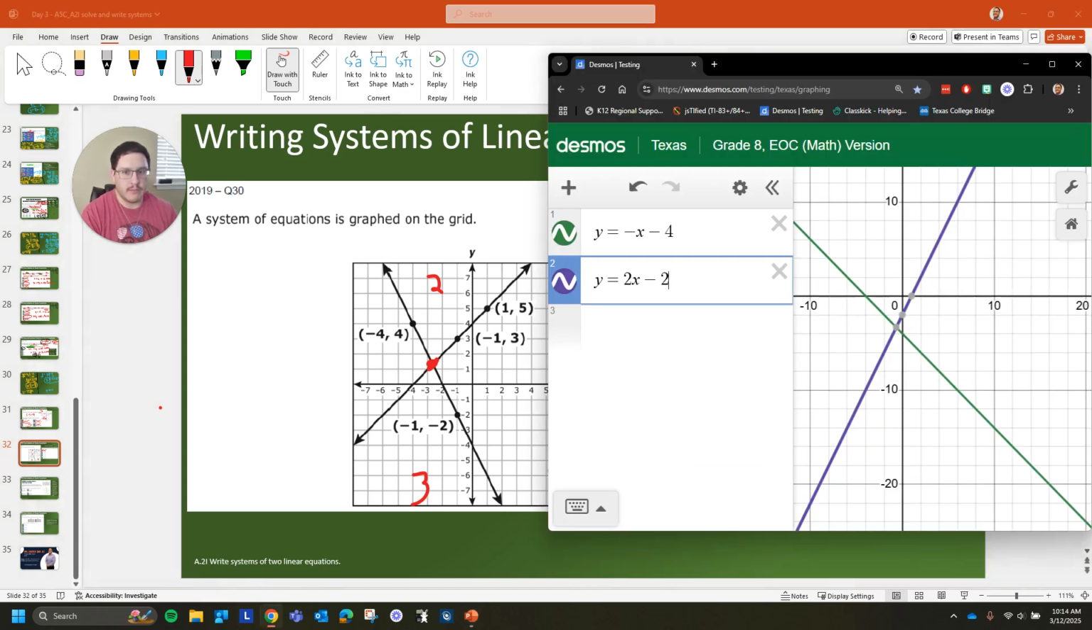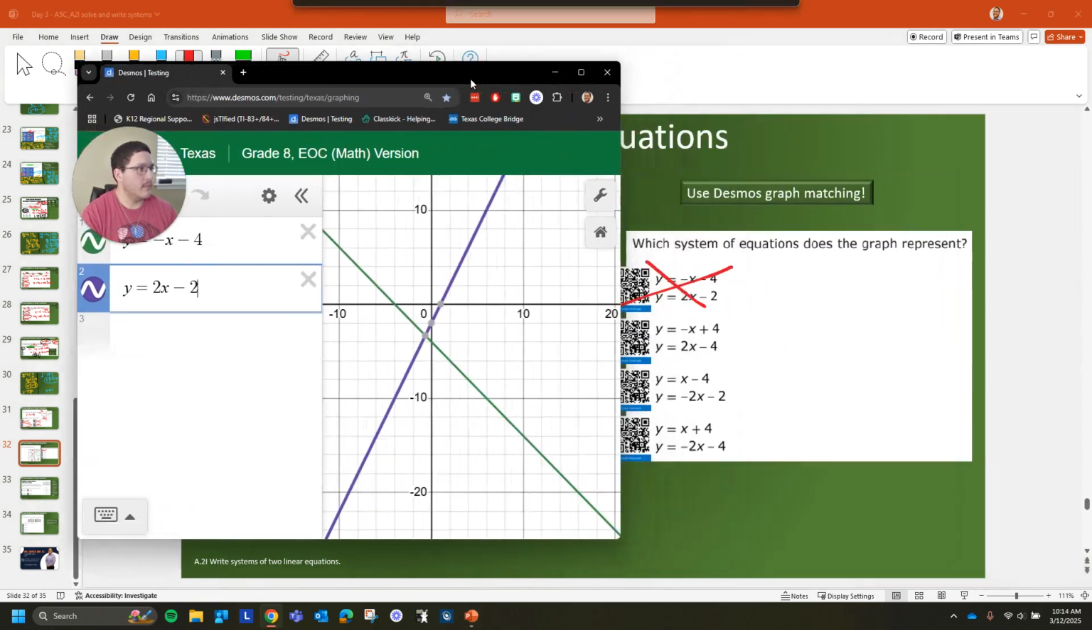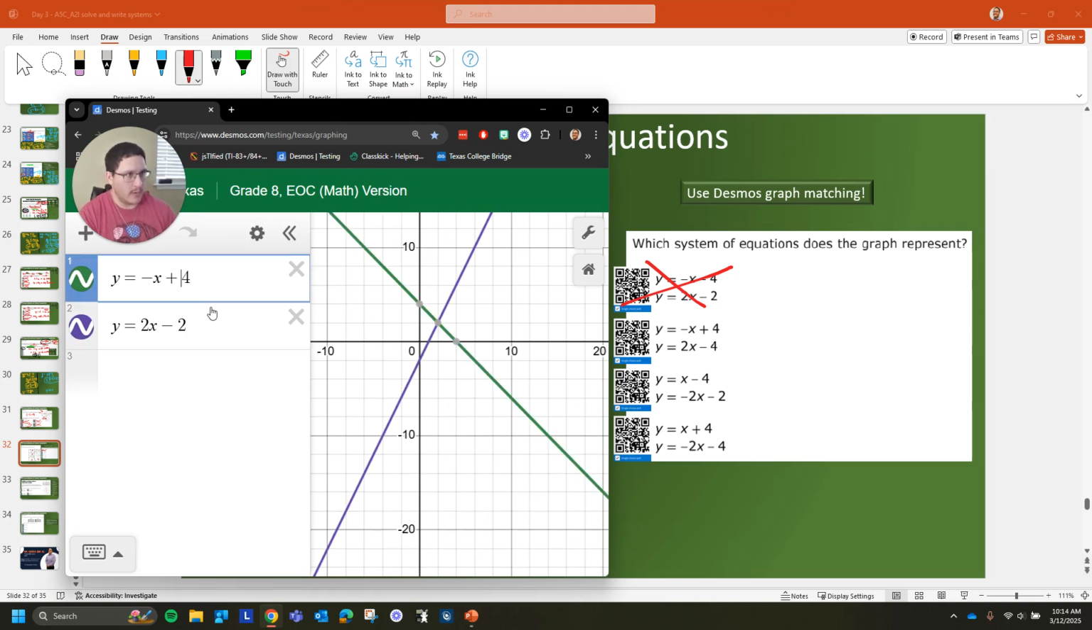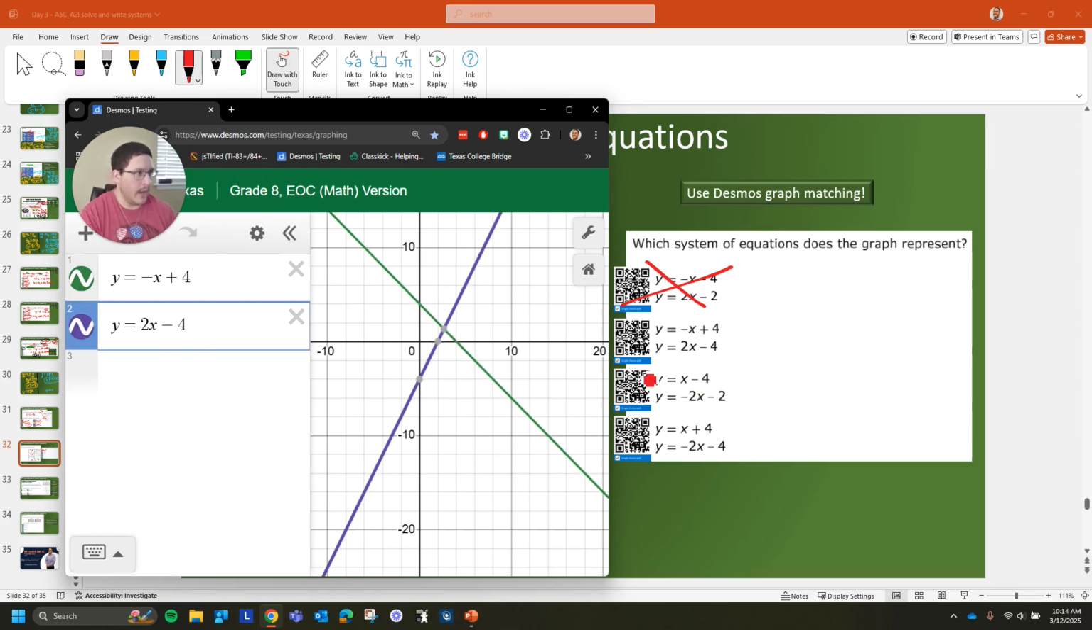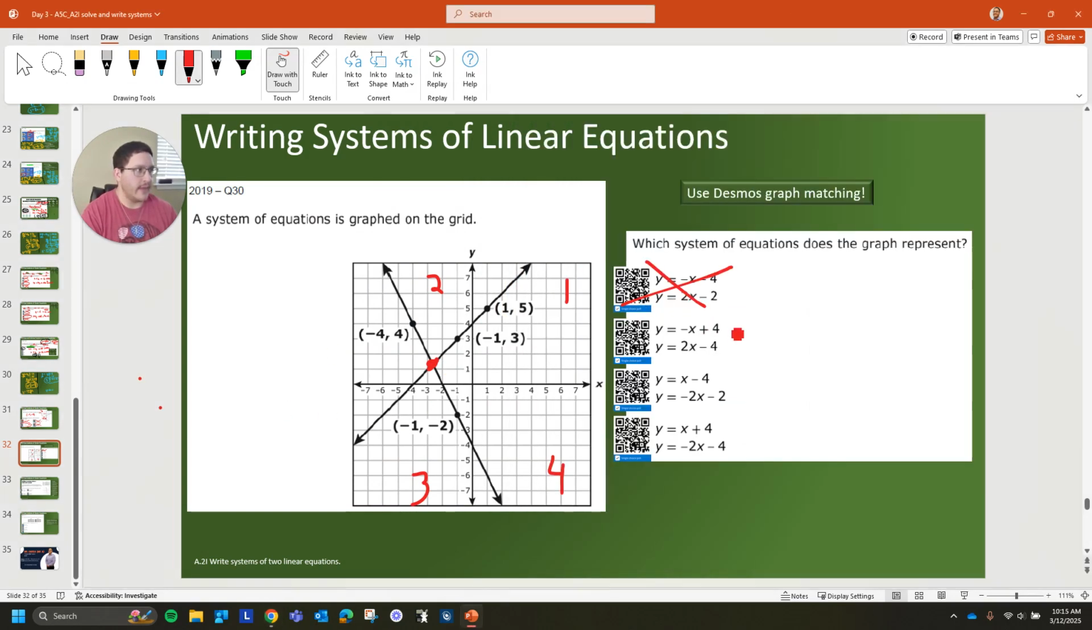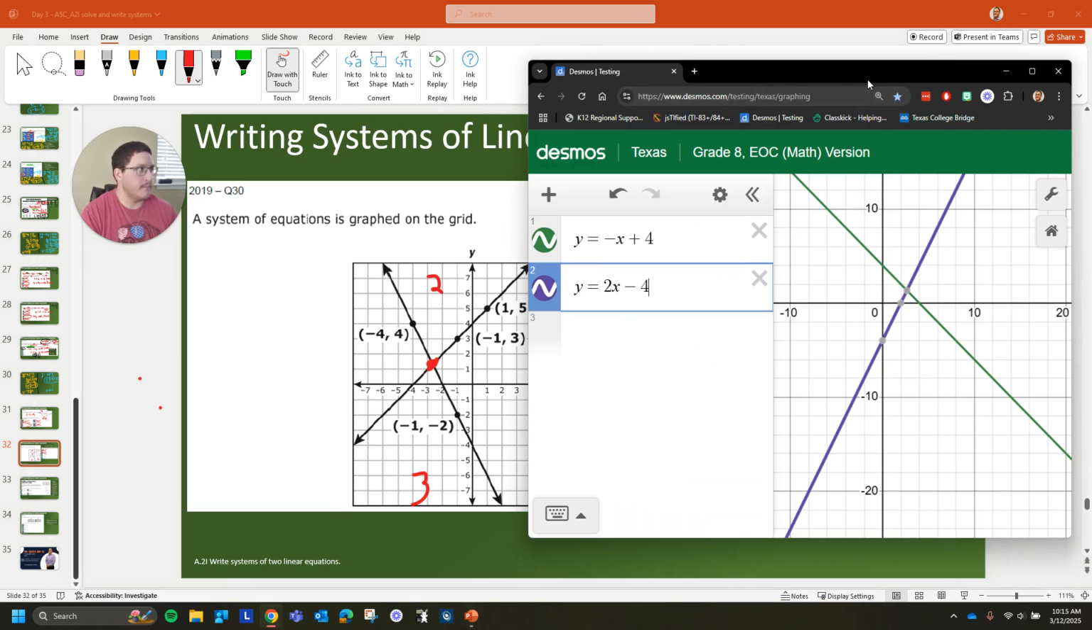Let's start the next one. So the next one is negative x plus 4. And then the other one is 2x minus 4. Okay, that's again, in the first quadrant is where the solution is at, which is not what the graph shows. So the second set, no good. Let's start going to over here.